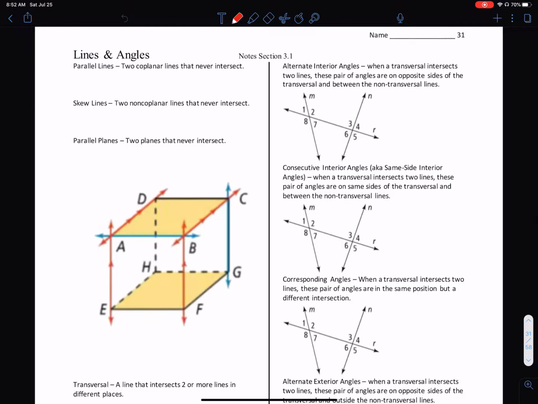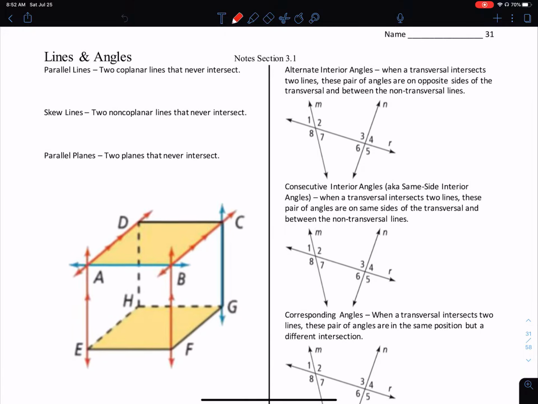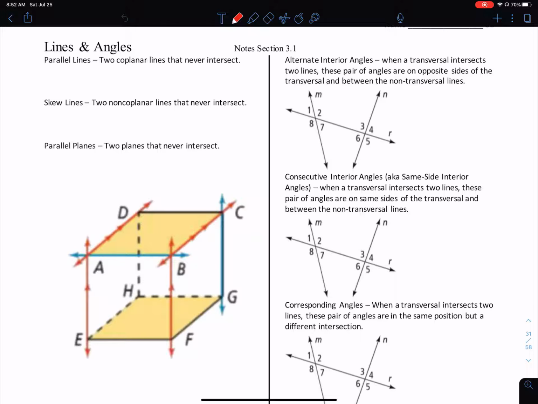Alrighty, this is Geometry, Note Section 3.1, and in this chapter, we're going to be studying transversals and the role that transversals play when you have parallel lines. This first section, we just got to figure out what a transversal is, and we got to figure out all different types of special types of angle pairs. Parallel lines, definition. Skew lines, definition. Let's compare and contrast these two definitions.